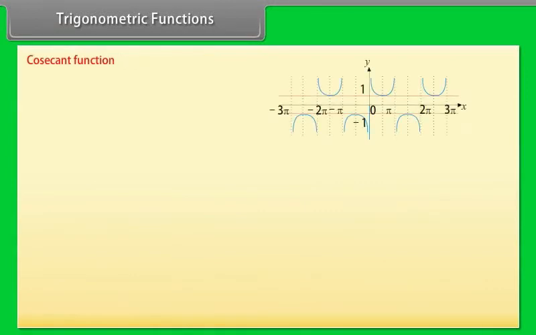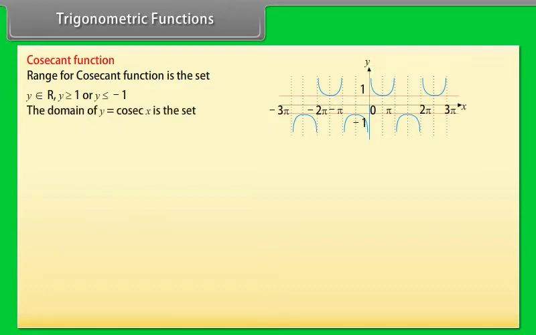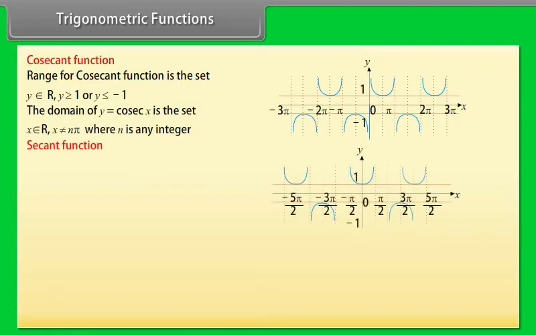Cosecant function. Range for the cosecant function is the set of y belonging to real numbers, y greater than or equal to 1, or y less than or equal to minus 1. The domain of y equals cosec x is the set of x belonging to real numbers, x not equal to n pi, where n is any integer. Secant function.